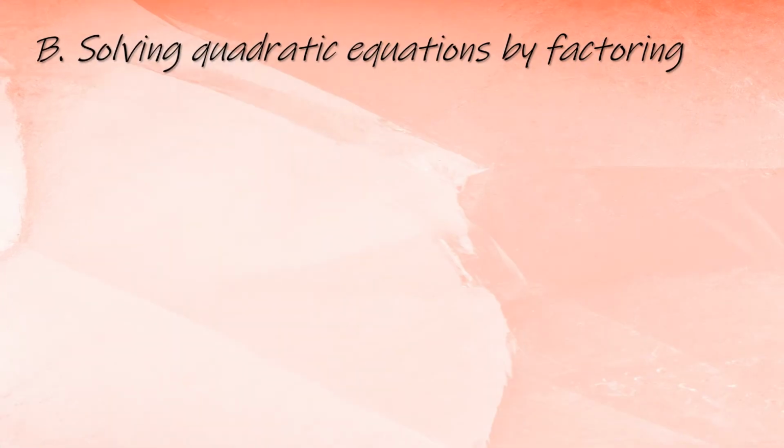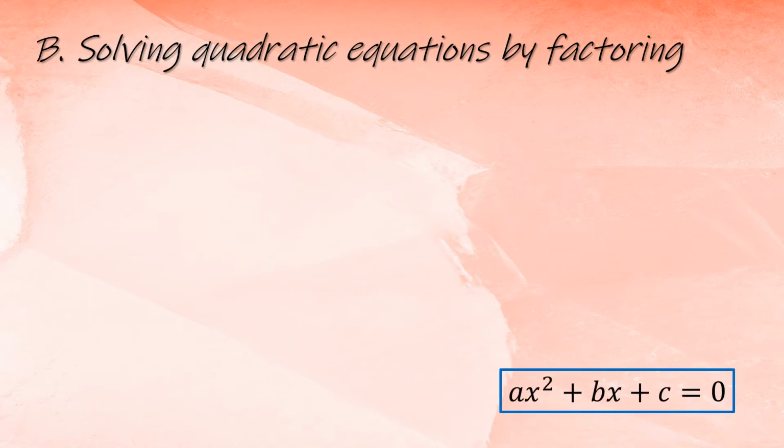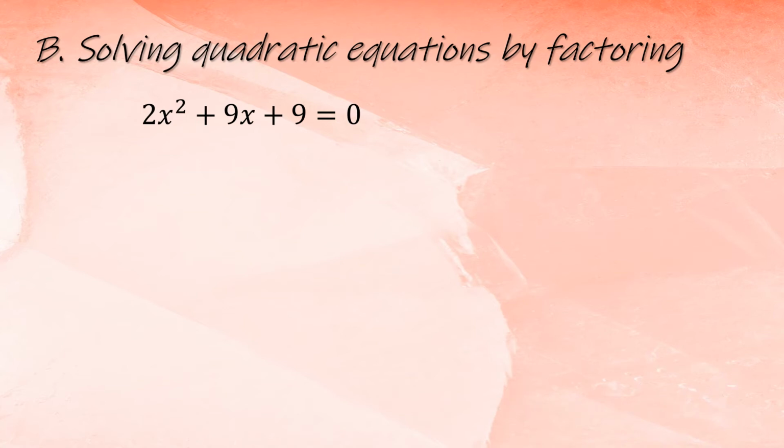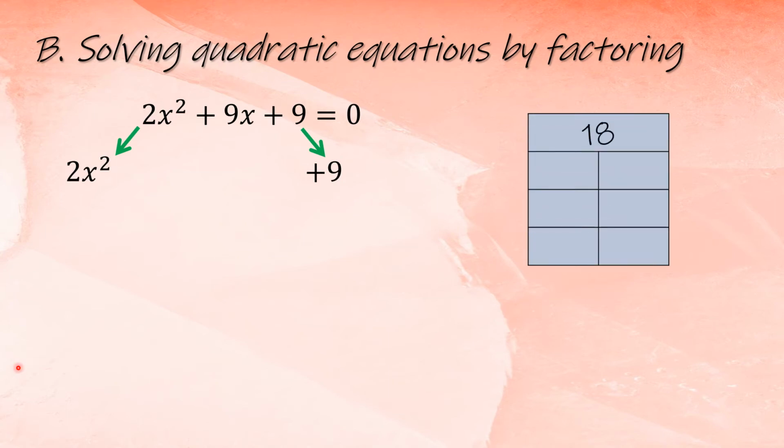Okay, let's have another example. Remember the standard form? So, we have the example 2x squared plus 9x plus 9 is equal to 0. Okay, let us bring down the first term and the last term. So, let us bring down 2x squared and positive 9. Next is to find the factors of the product of 2 and 9. So, 2 times 9 is 18. So, let us find the factors of 18.